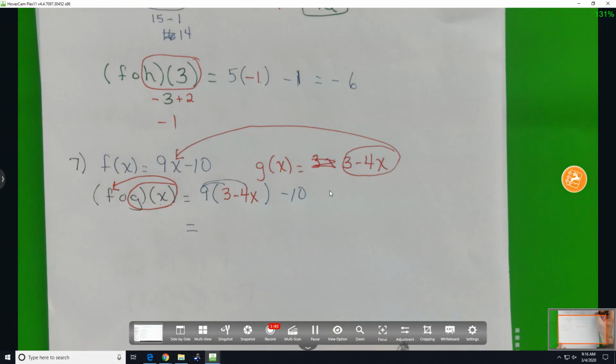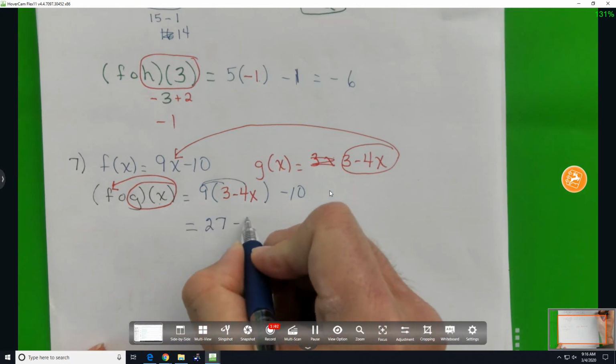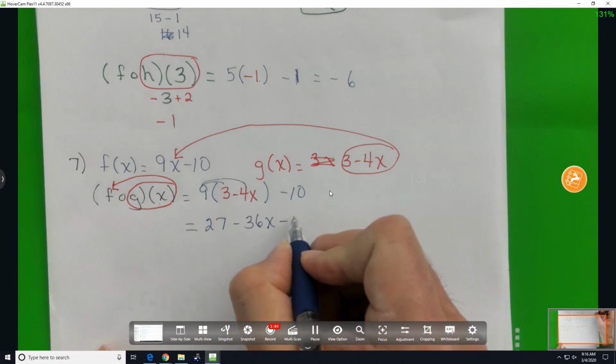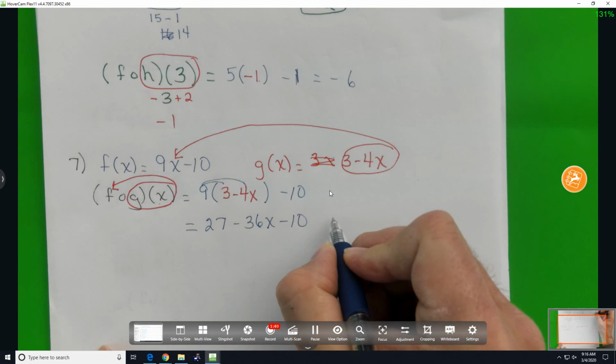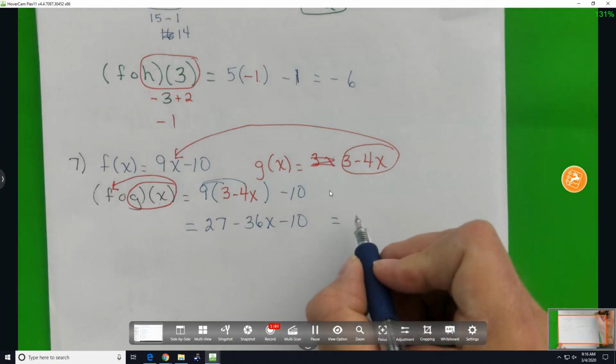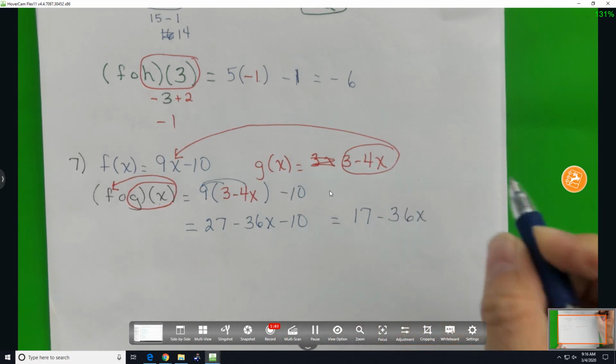Distribute the 9. So we'd have a 27 minus 36x. And then we still have the minus 10. So let's see. What could I do? Excuse me, 27 minus 10 is 17, minus 36x.